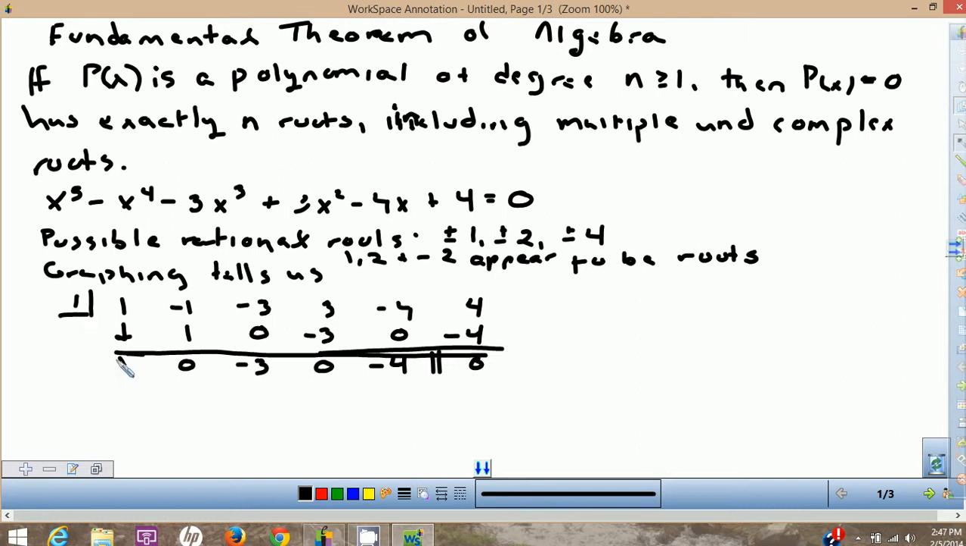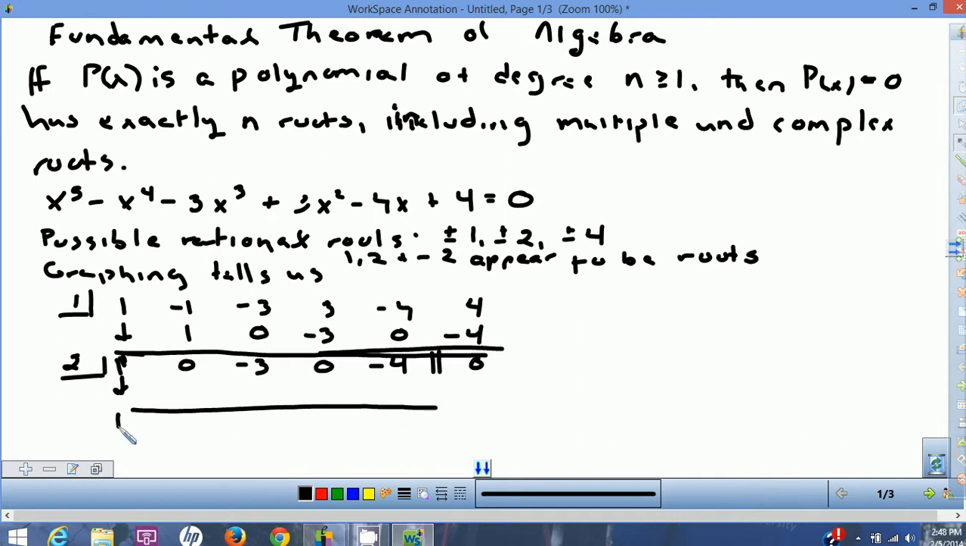Well, I have 2 more that I want to check. I want to check for the value of x equals 2 and x equals negative 2. Don't start this over again. Instead of starting over again, just put your 2 in a box right here, and then repeat your process. So if I bring the first number down, this 1 comes down, and I multiply by the number in the box. So 2 times 1 is 2, add down. And I'm just going to repeat this process all the way across here. So I get 1, 2, 2, 4, and 0. Look what happens. I ended up with a remainder of 0 again. So I know that 2 is also a 0 of this function.